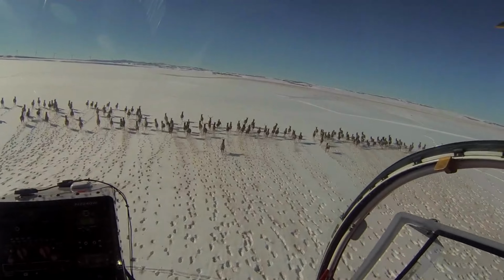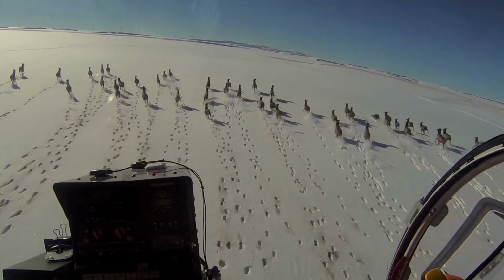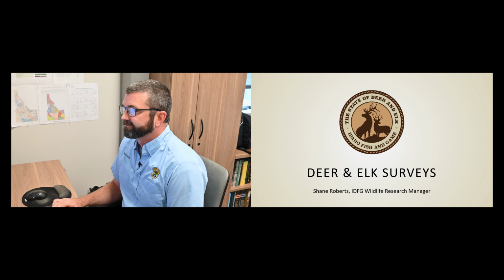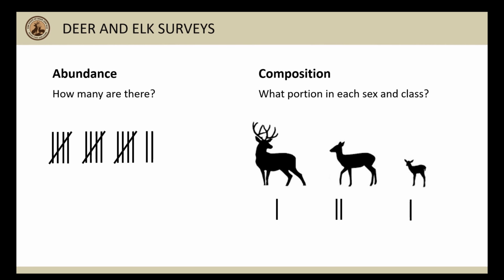This time I'm going to walk you through the main survey methods that we use to estimate abundance and composition of those populations. First off, a couple definitions so we're all on the same page. When biologists talk about estimating abundance, we're talking about estimating how many total animals are in a population. When we say we're estimating composition, we're talking about the portion of the population in different sex and age classes.